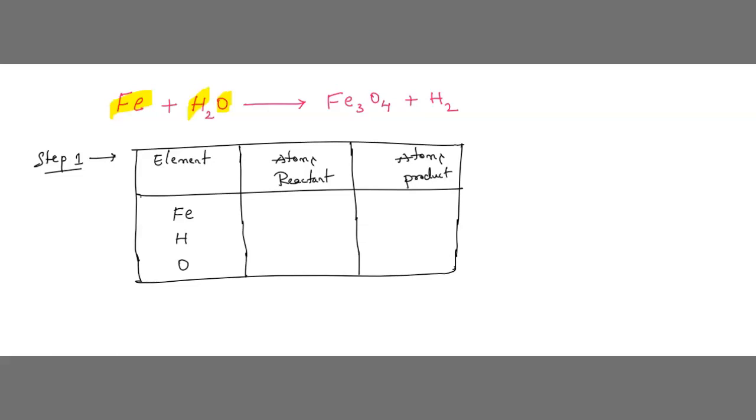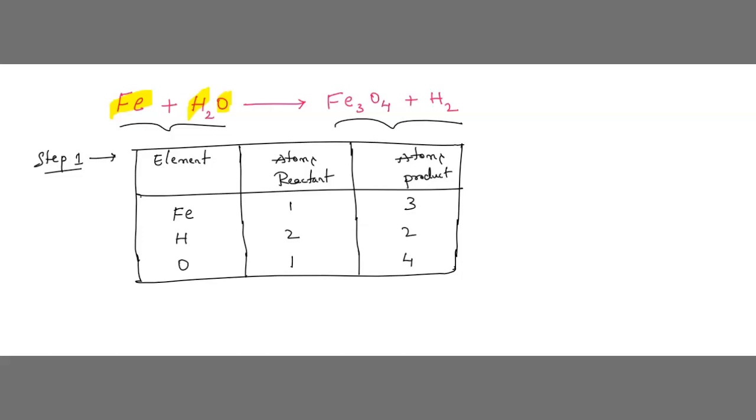Now how many Fe do we have in the LHS, the reactant side? 1 Fe. How many hydrogen? 2 hydrogen. How many oxygen? 1 oxygen. Correct? Come back to the product side. How many Fe? 3 Fe. How many hydrogen? 2 hydrogen. How many oxygen? 4 oxygen.